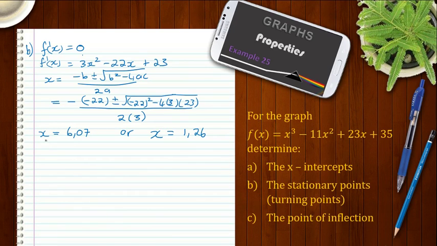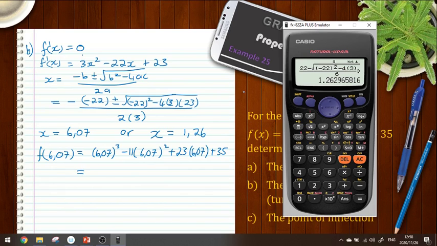So to get the y values, I substitute my x coordinates into my original function. Okay, so I say 6,07 cubed minus 11, 6,07 squared plus 23, 6,07. Okay, so this is also quite tedious. Then we type this in. So at this point you can maybe fast forward a bit, because I'm just going to type this in quickly.